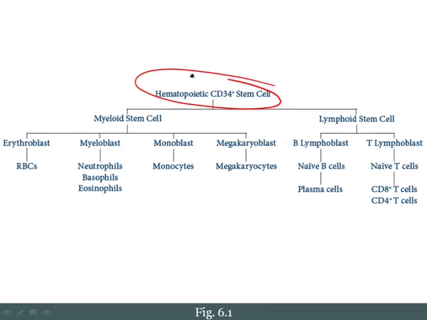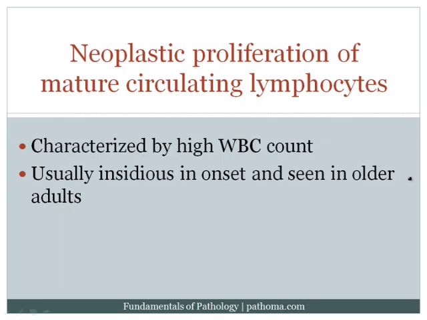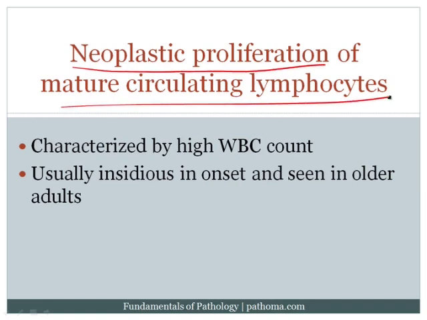Now, when we talk about a chronic leukemia globally, what we're really referring to is a proliferation of mature lymphocytes. So if there's a neoplastic proliferation in which there are mature lymphocytes floating around in the blood, we call that a chronic leukemia. Again, I've highlighted that here by reminding you that chronic leukemia is a neoplastic proliferation of mature circulating lymphocytes. That's going to result in a high white blood cell count.